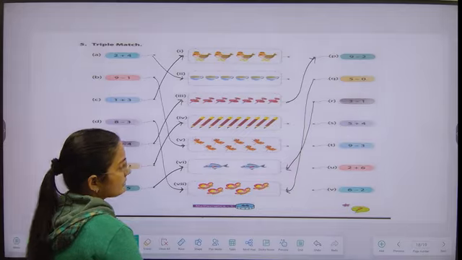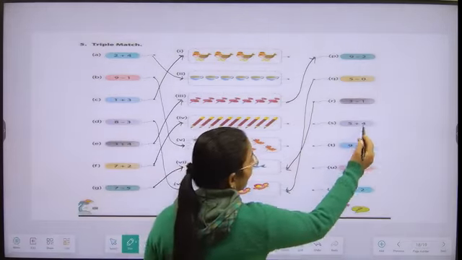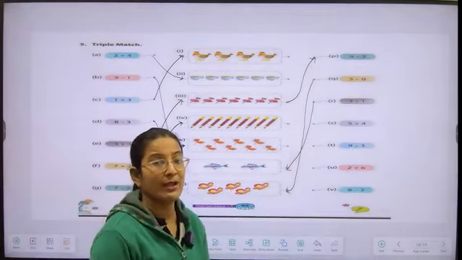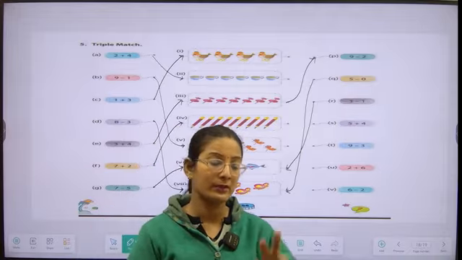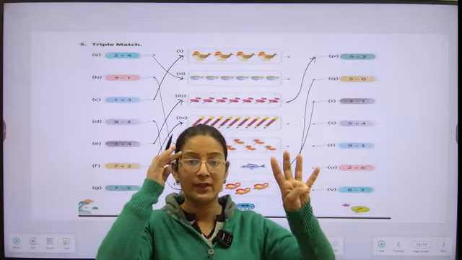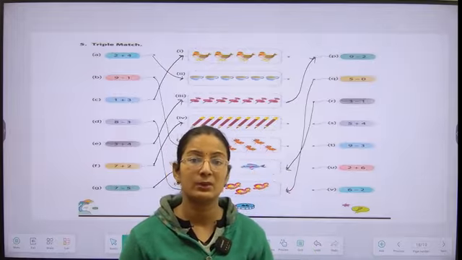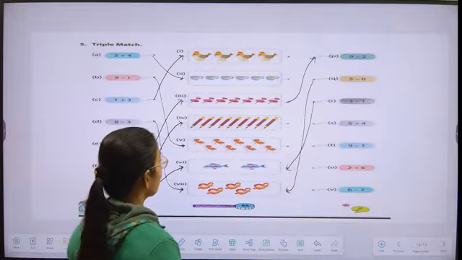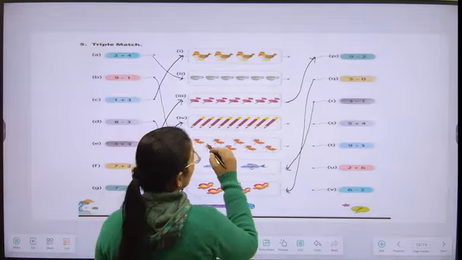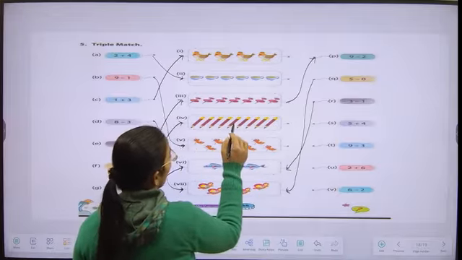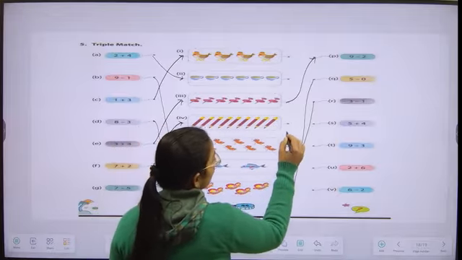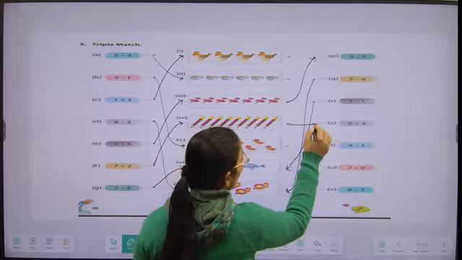Now moving to the next one. 5 add 4. So 5 in mind, 4 on fingers. Start counting 5, 6, 7, 8, 9. So we have to match it with 9. Where is 9? Pencils are 9. 1, 2, 3, 4, 5, 6, 7, 8, 9. So we have to match it with the pencils.